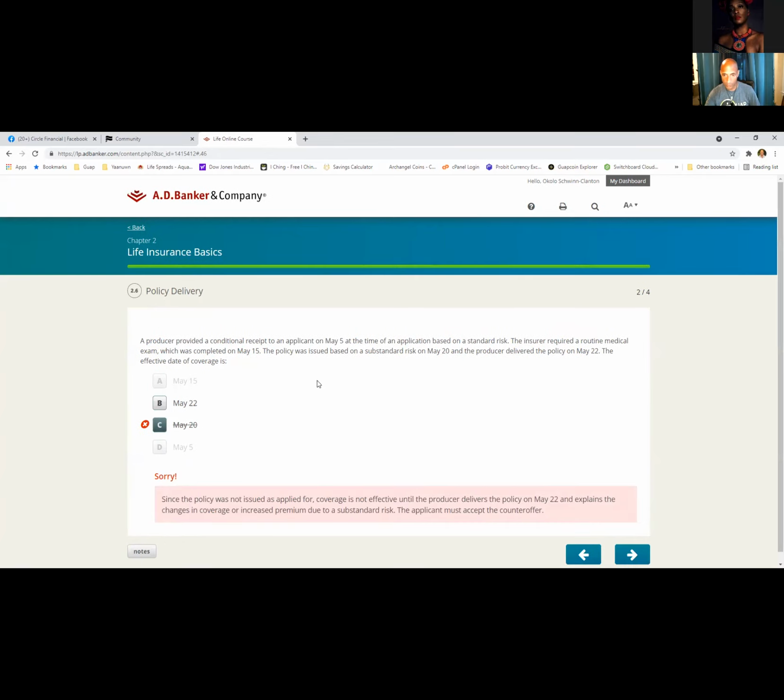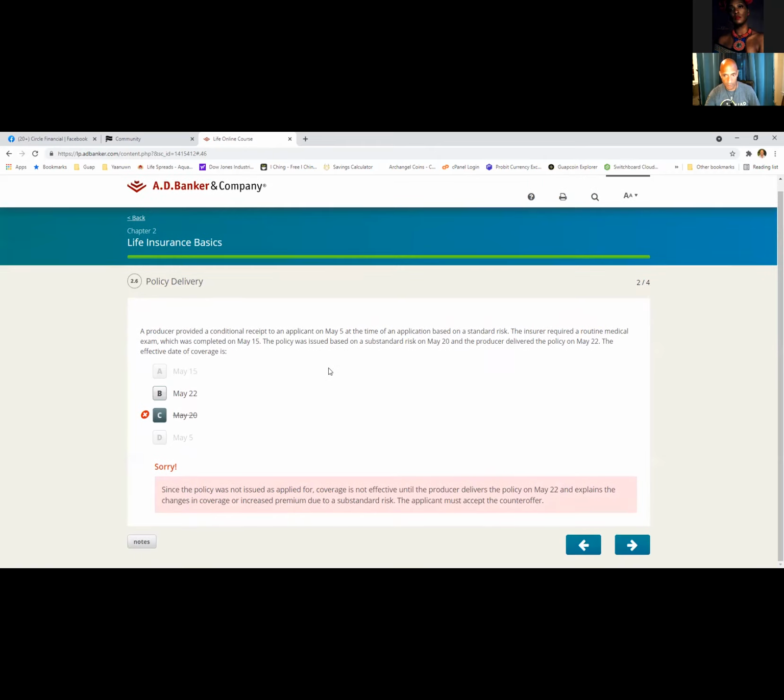No, not the 20th. Oh, so since the policy is not issued as applied for, coverage is not effective until the producer delivers the policy on May 22nd and explains the changes in coverage or increased premium due to a substandard risk. The applicant must accept the counteroffer.